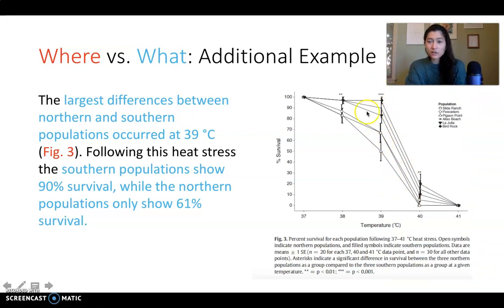and if we look overall, the spread is the greatest at this temperature, with the southern populations in the black dots here at the top, northern populations in the white dots here at the bottom. So we're seeing in visual form the results that are being described here, how we have the largest difference between northern and southern populations in terms of their percent survival at 39 degrees C.